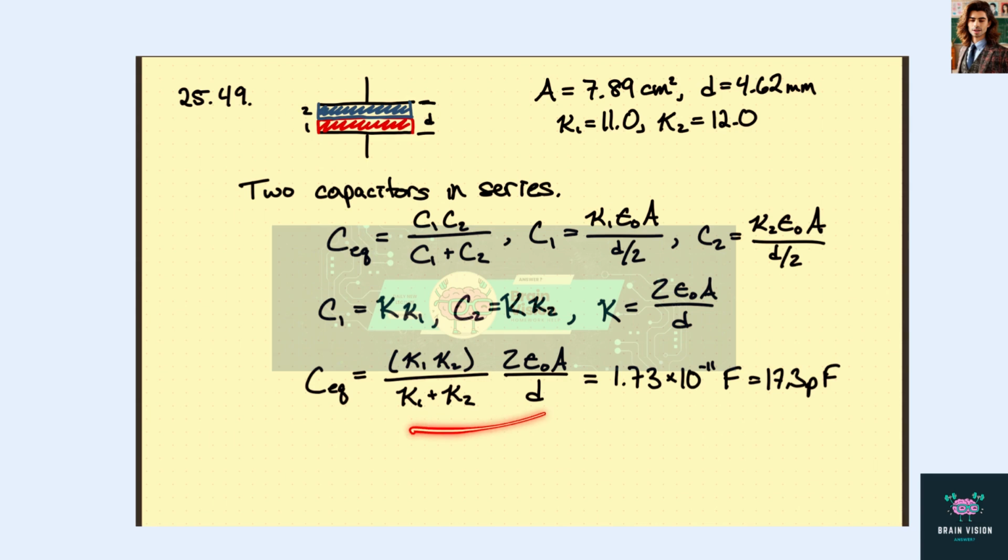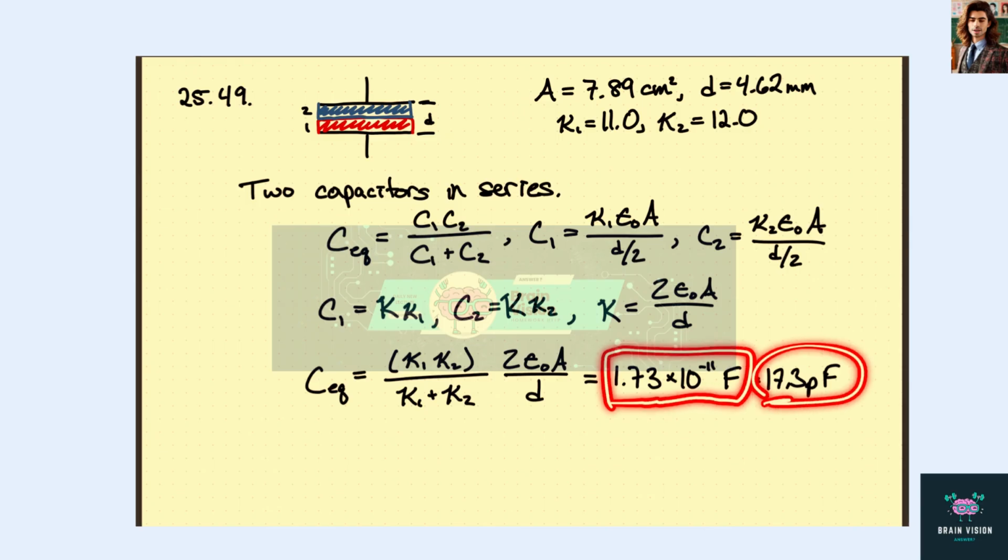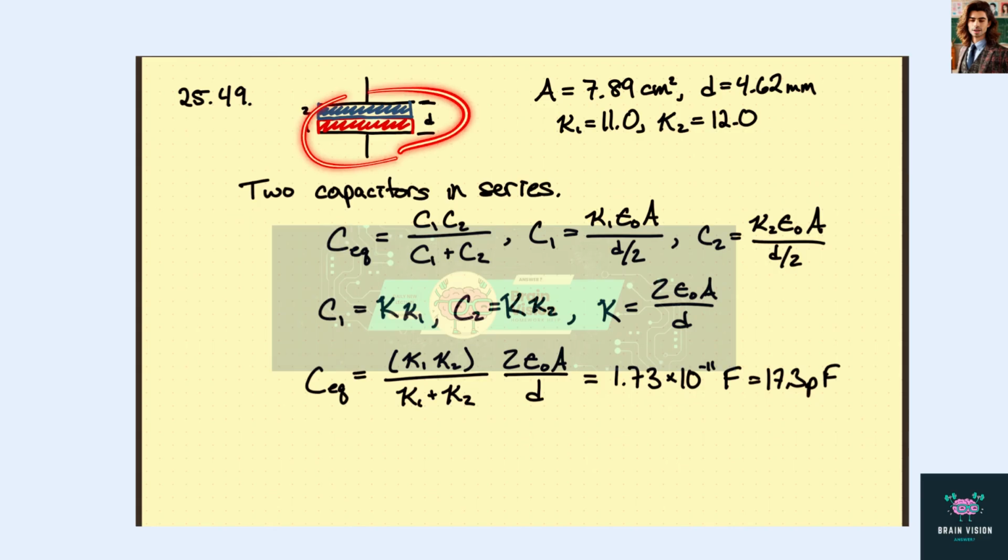Anyway, we have all of the values that we can plug in here, and we just need to make sure we do some unit conversions so the units work out. But in the end, we get 1.73 times 10 to the minus 11th farad, or 17.3 picofarad, as the capacitance of this composite capacitor.